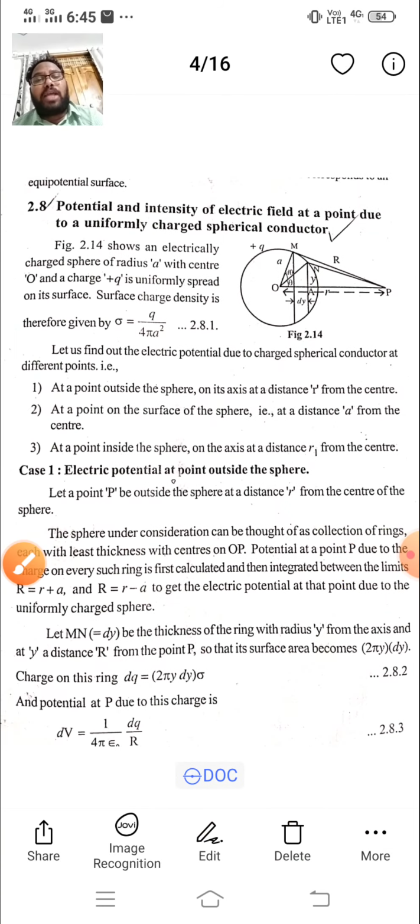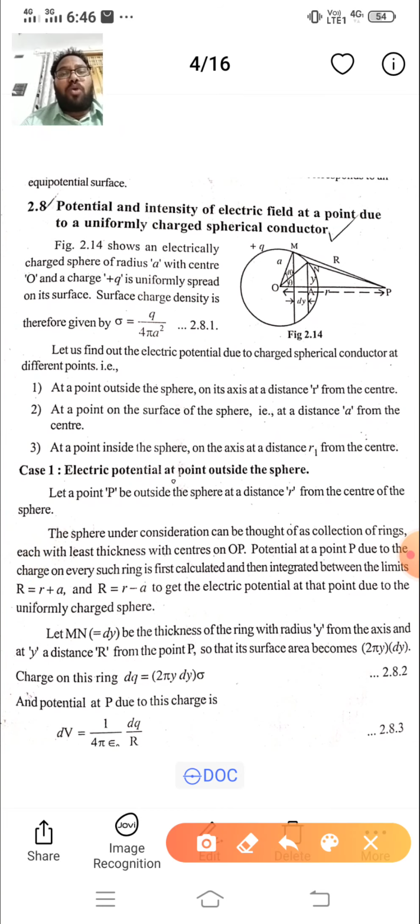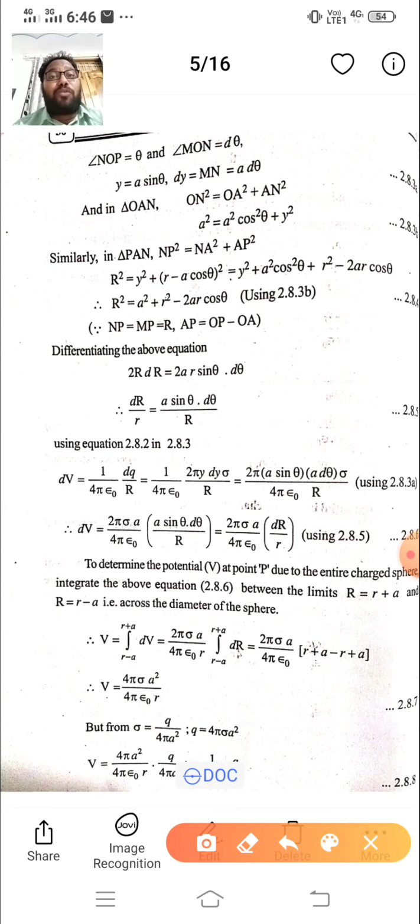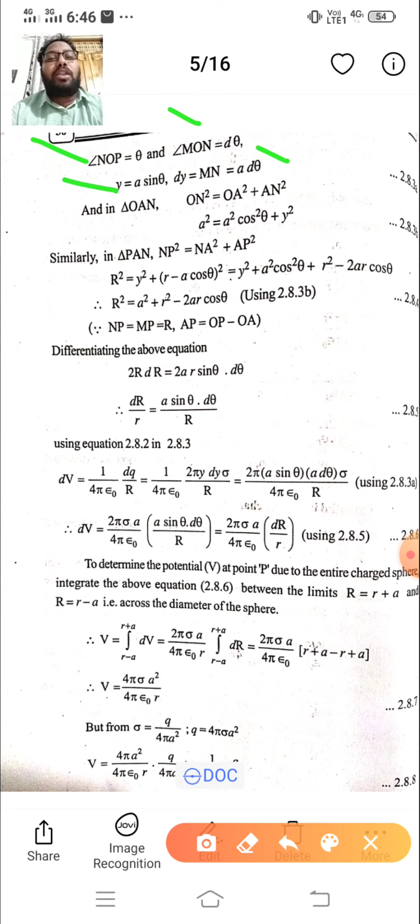From the diagram we can write angle NOP and angle MON. There are two angles and one triangle, that is PAN. The angle NOP can be written as theta, and the angle MON can be written as d theta. From the diagram we can write y equals a sin theta, then dy equals a into d theta, and the triangle AON.